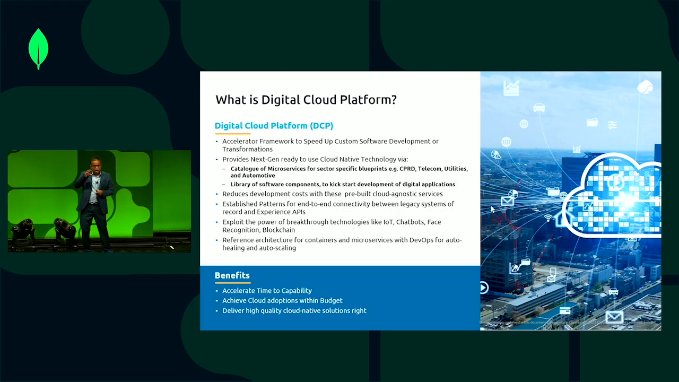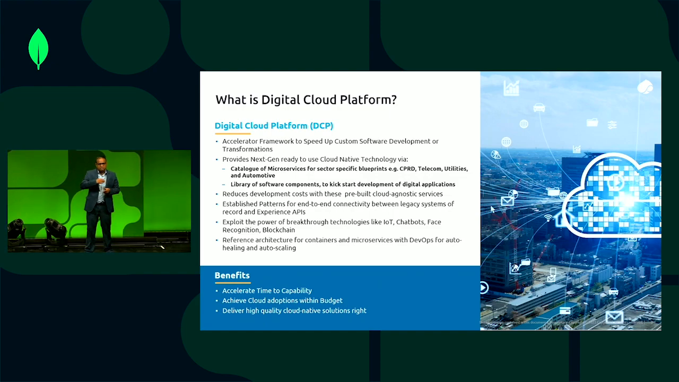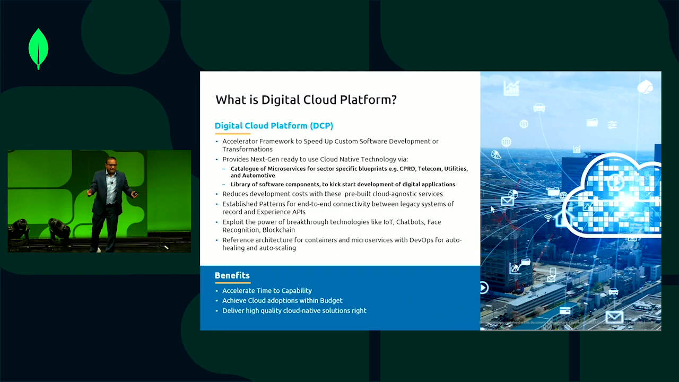Now, I'm not going to spend more time on the DCP because it is important for us to understand how Mongo and DCP have collaborated in this specific use case. But very briefly, there's a catalog of microservices, there is reference architecture that you can use, there are 10,000 plus APIs that you can use by default on the DCP, and you were talking about the established patterns on the DCP, right?